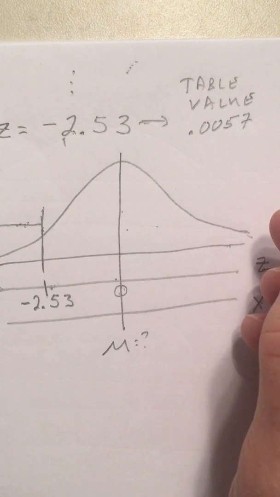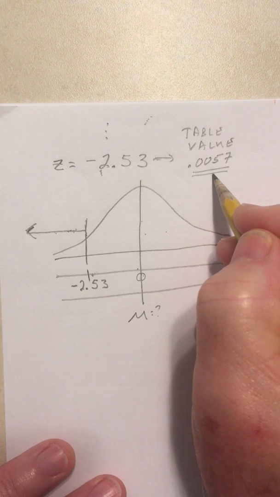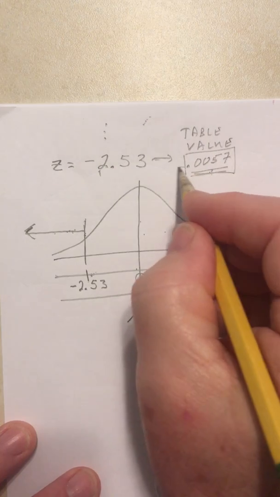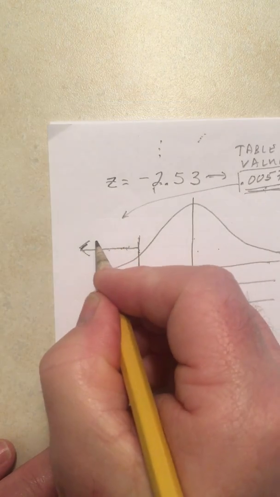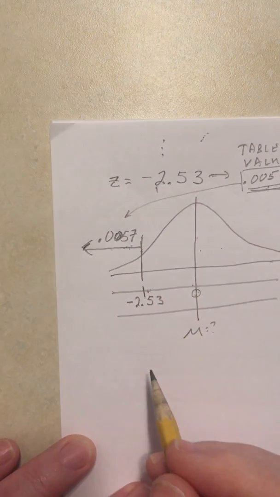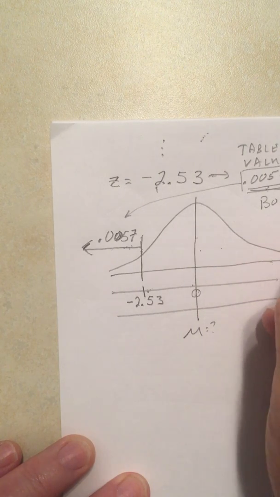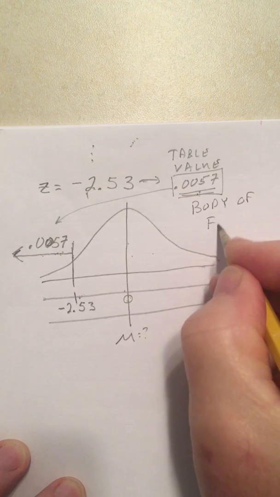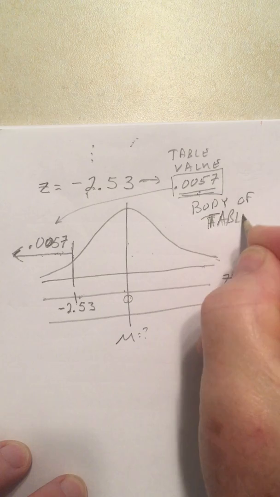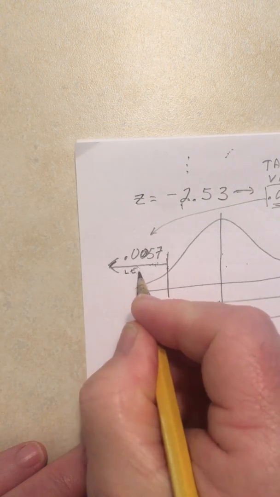That value, that number that we find in the body of the table, the number you find in the body of the table always goes on this arrow, 0.0057. The number from the body of the table always goes on the arrow. The arrow always goes left.